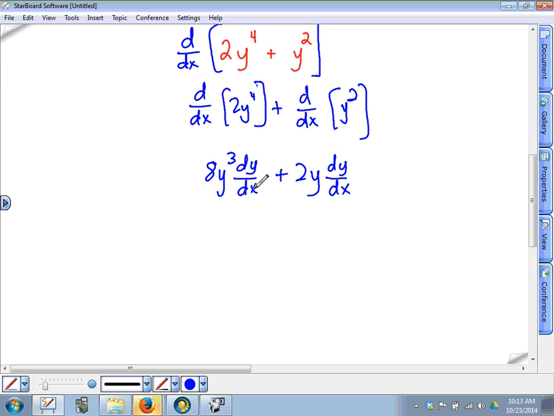What you're eventually going to have to do is collect the dy dx's together. This one has a dy dx, and that one has a dy dx, right? So eventually you're going to have to factor out the dy dx. That would equal 8y to the third plus 2y. I know you could factor out a y as well, but for what we're going to do soon, you're only going to want to factor out a dy dx. Okay?